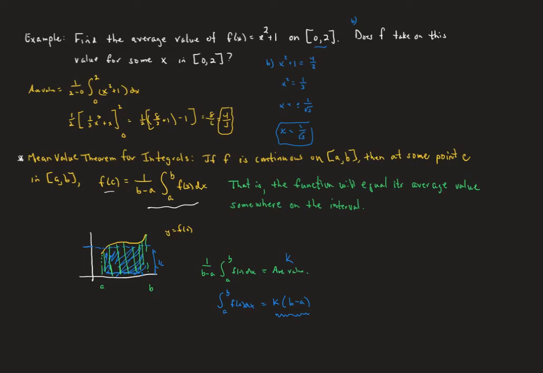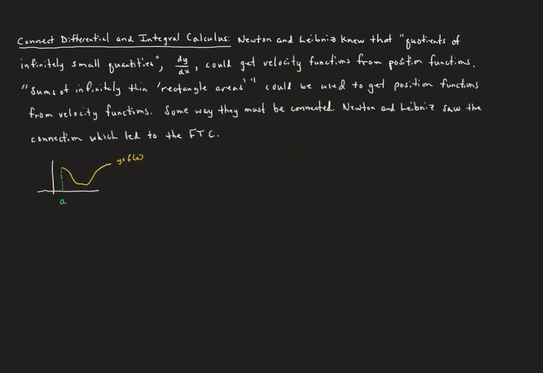So that average value is that y value here that will form a rectangle with that little segment from a to b that will have the same area as the area between the curve and the x-axis. Okay, let's look at the next panel.